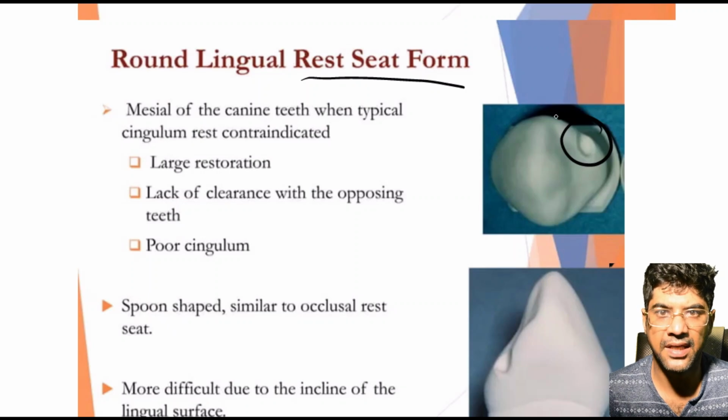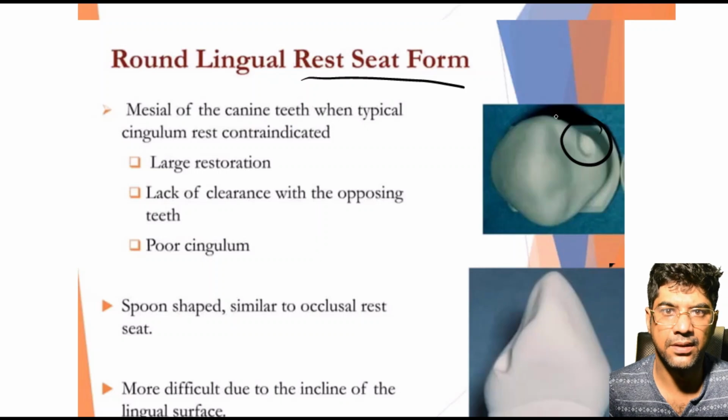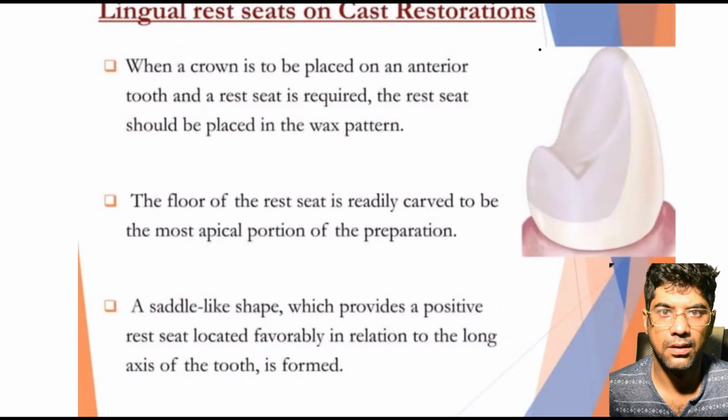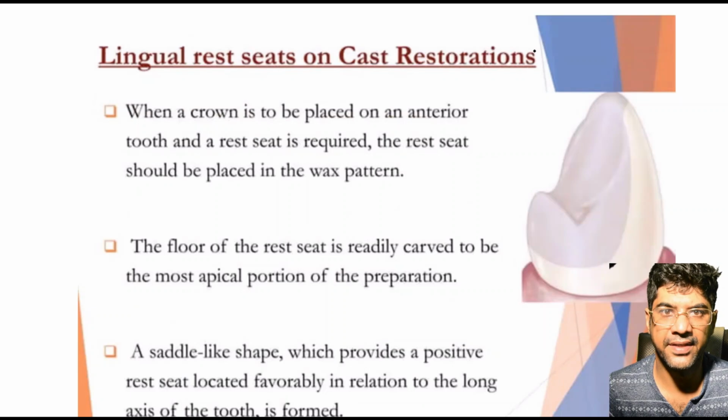Preparing a round lingual rest can be more challenging due to the incline of the lingual surface. In a case where a typical cingulum rest is contraindicated due to a large restoration, lack of clearance or poor cingulum definition, a round lingual seat can be used. This preparation is spoon shaped, similar to an occlusal rest seat, and is designed to adapt to the tooth contour. However, the preparation is more challenging due to the incline.